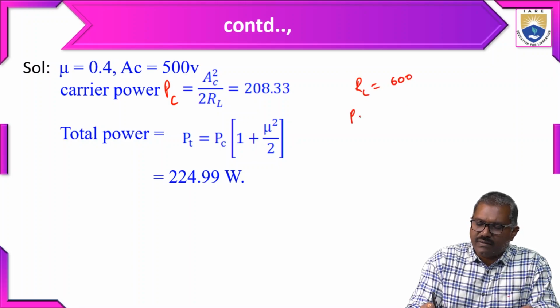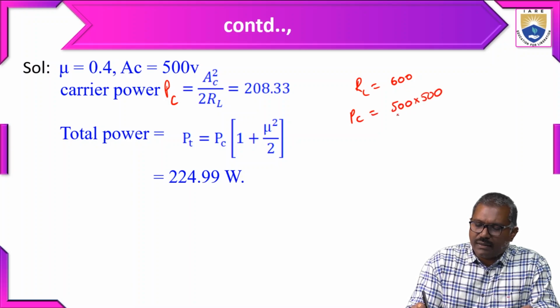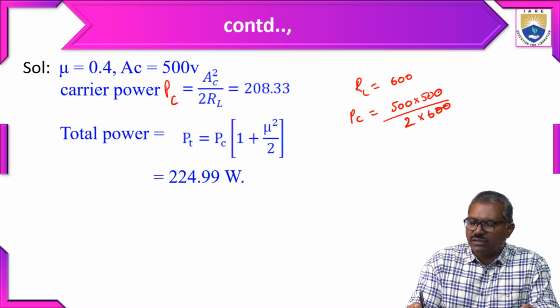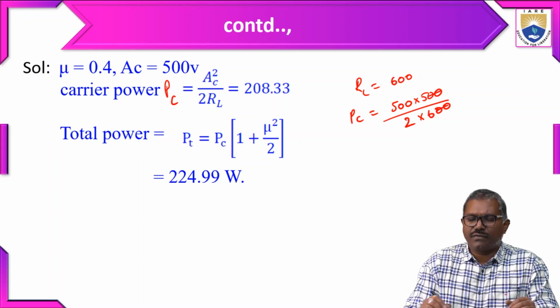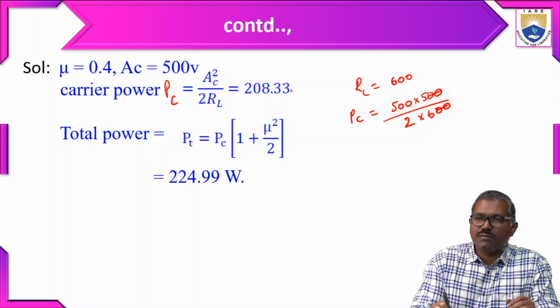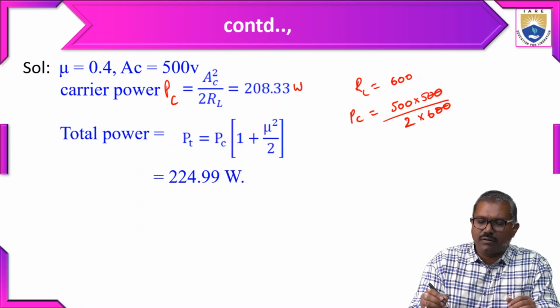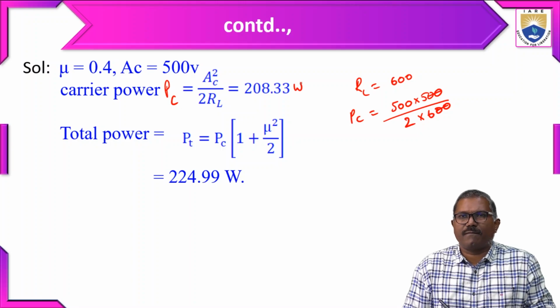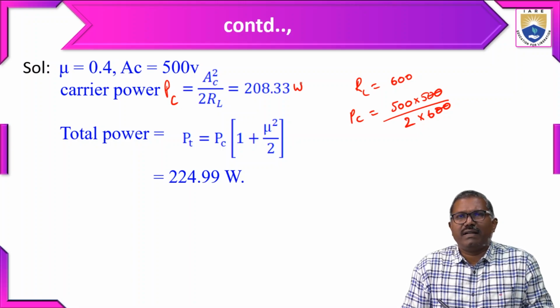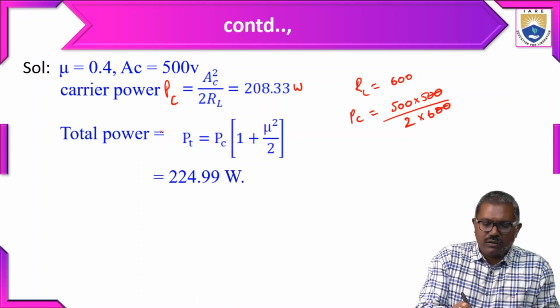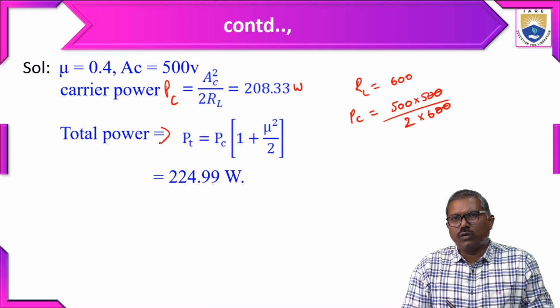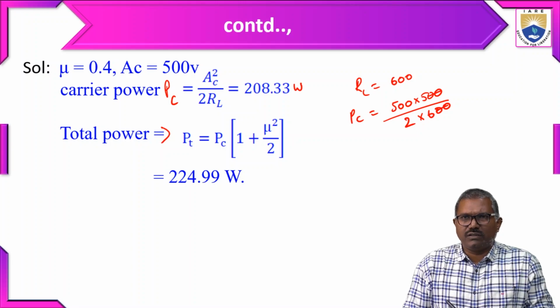So what are we doing? PC is equal to 500 into 500 divided by 2 into 600. So by using a calculator you can easily solve this one. Okay. So after solving that, 208.33 watts. So here power must be in watts. And finally the total power. So the formula is PT is equal to PC into 1 plus mu square by 2.